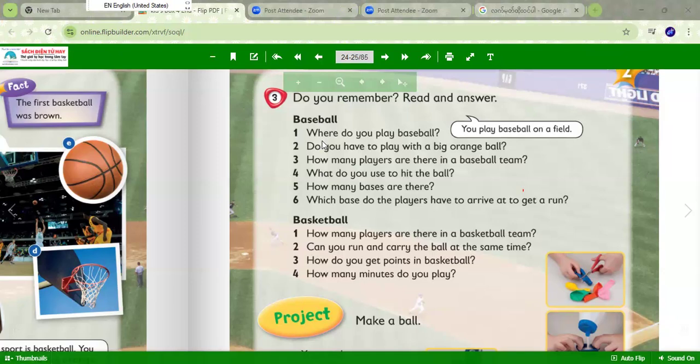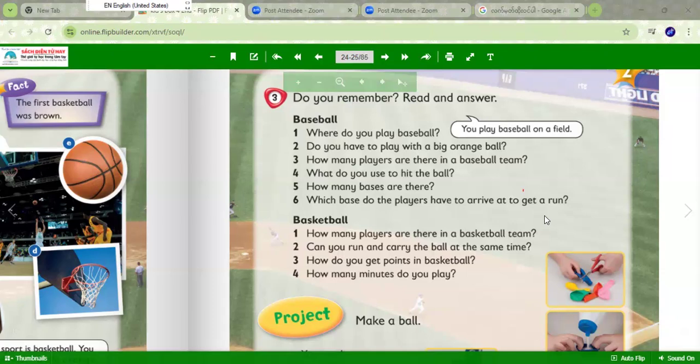All right. What about number 2? Could you please answer the question? Do you have to play with a big orange ball? Basketball. No, I mean, yes, basketball. Very good. So your answer will be no. You have to play with something like that. You have to answer it.